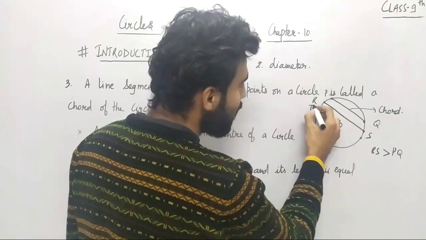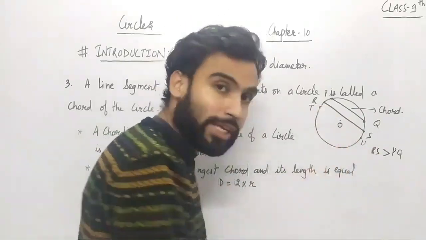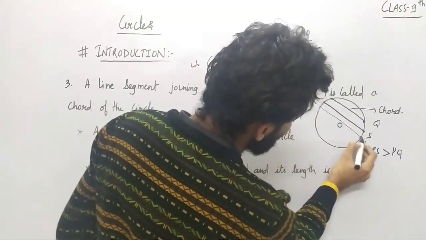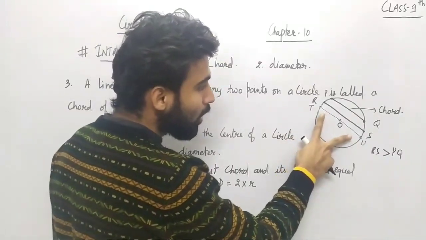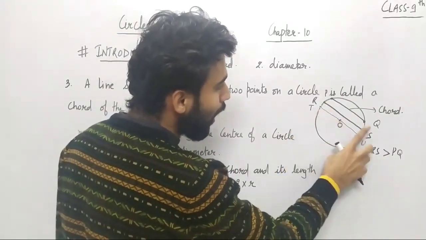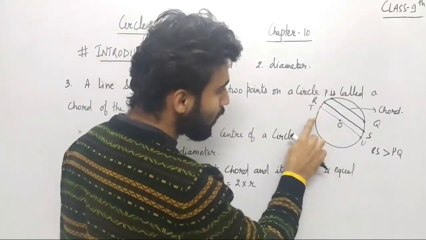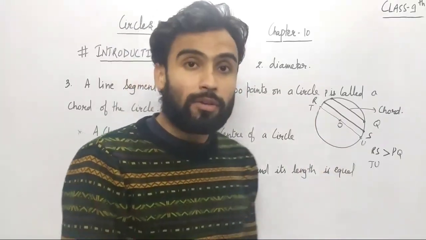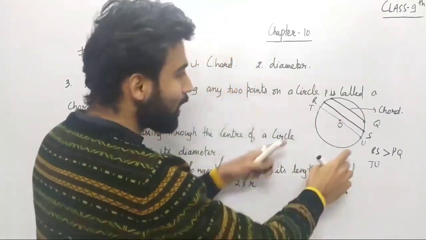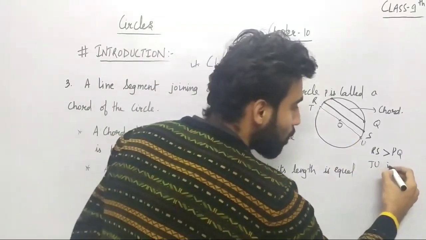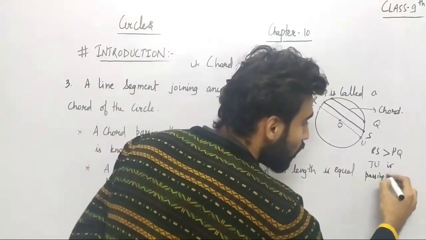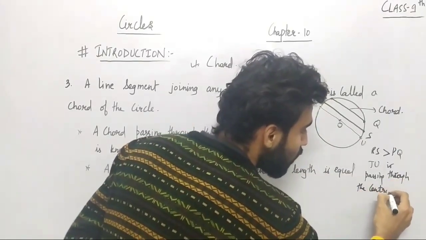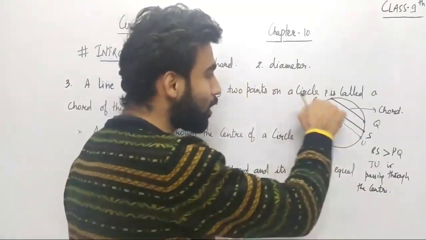Now let me take another 2 points, T and U, and join them. Can you tell me the difference between this TU and RS? The difference is that this chord TU is passing through the center, the fixed point O, right? So this chord TU is passing through the center. You can see this chord is passing through the center.